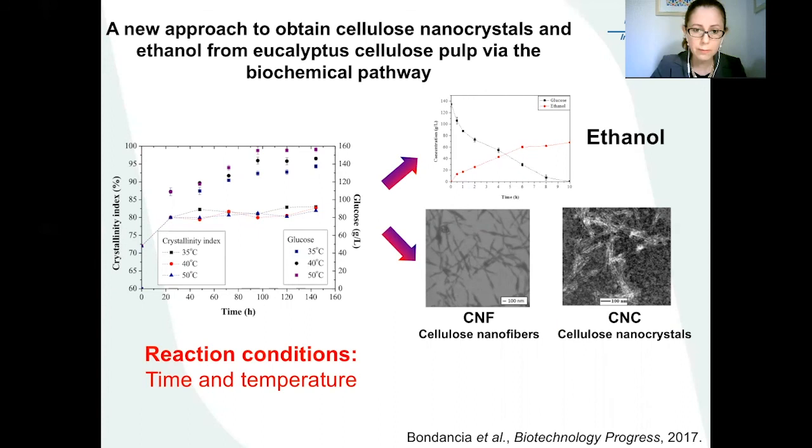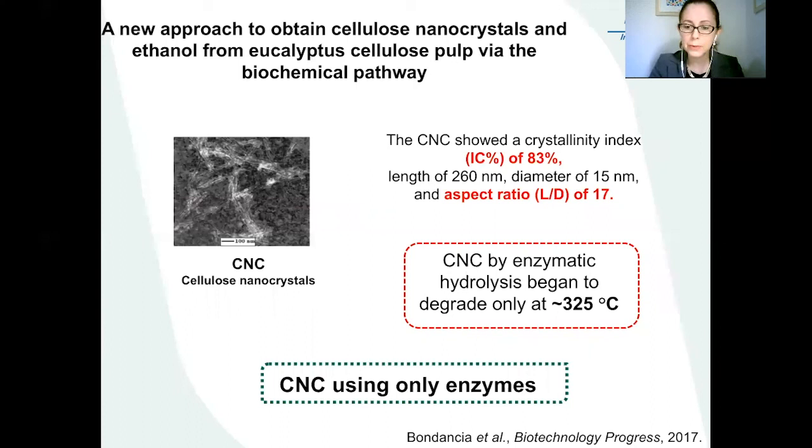This nanocellulose material was characterized in relation to the crystallinity index and also in terms of the size, showing all these numbers that are typical for a CNC material. And an interesting property of this material was related to the thermal stability, which we obtained around 300 degrees, which is a very interesting temperature, especially for applications. So here we show that it was possible to obtain cellulose nanocrystal using only enzymes.